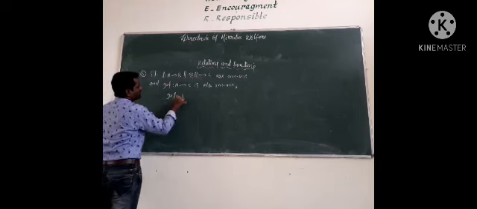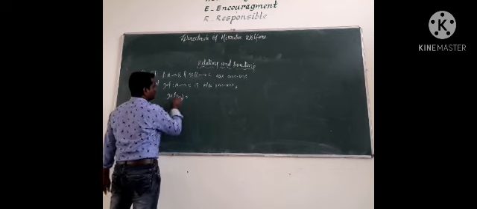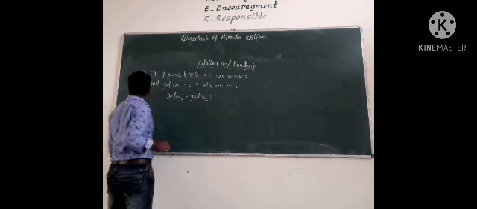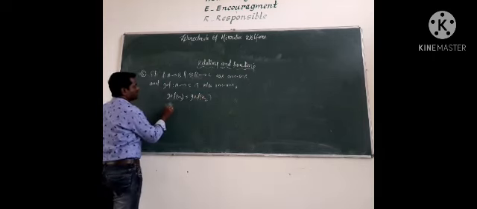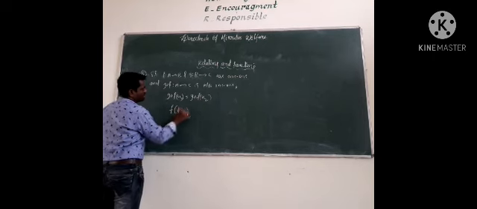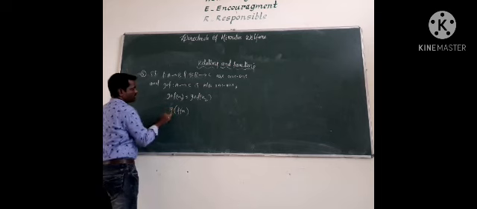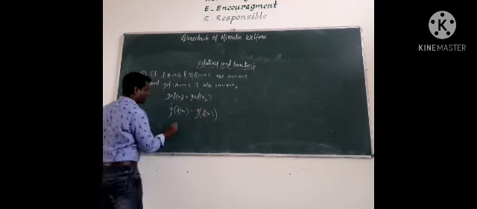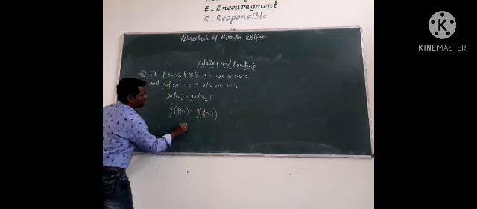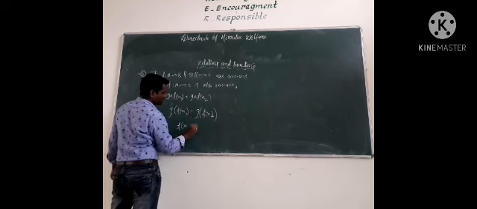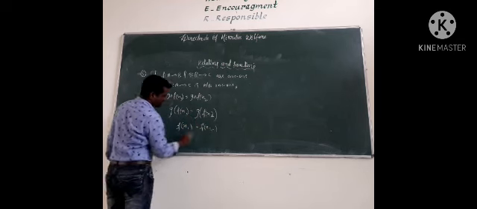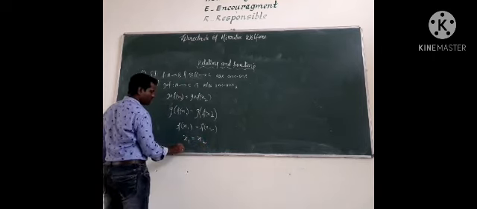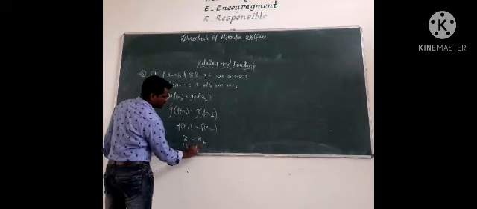G o f of x1 equal to g o f of x2. Now we can write g o f of x, right, like that. G o f of x equal to g of f of x. Next, f of x1 equal to f of x2. That implies x1 equal to x2. That is onto. It is 1 1.